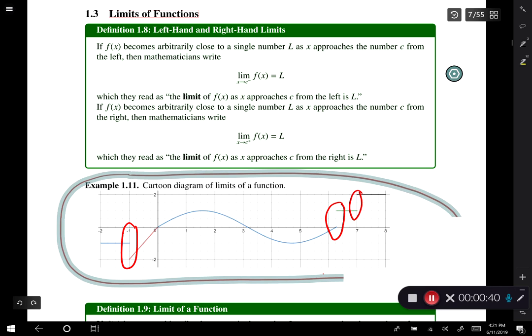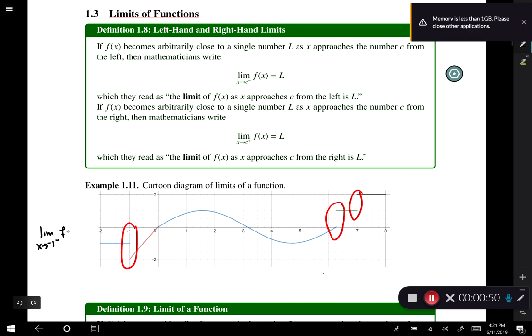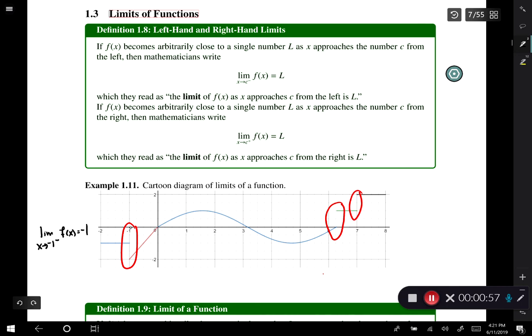And now what I'd like us to do is calculate the limits in these different cases. If you take the limit as x approaches -1 from the left of f of x, you should get -1. That's because as x is moving this way along the x-axis, the y values are staying constant at the value -1.